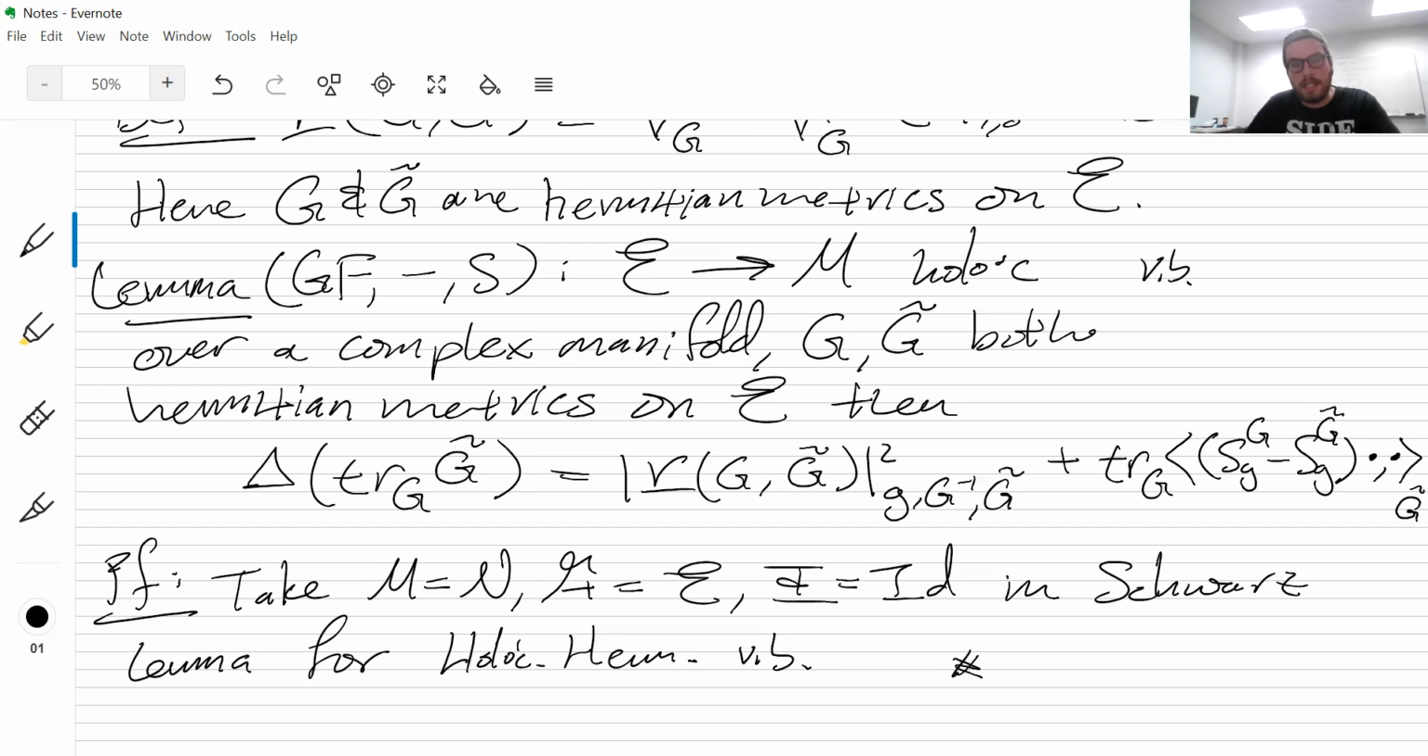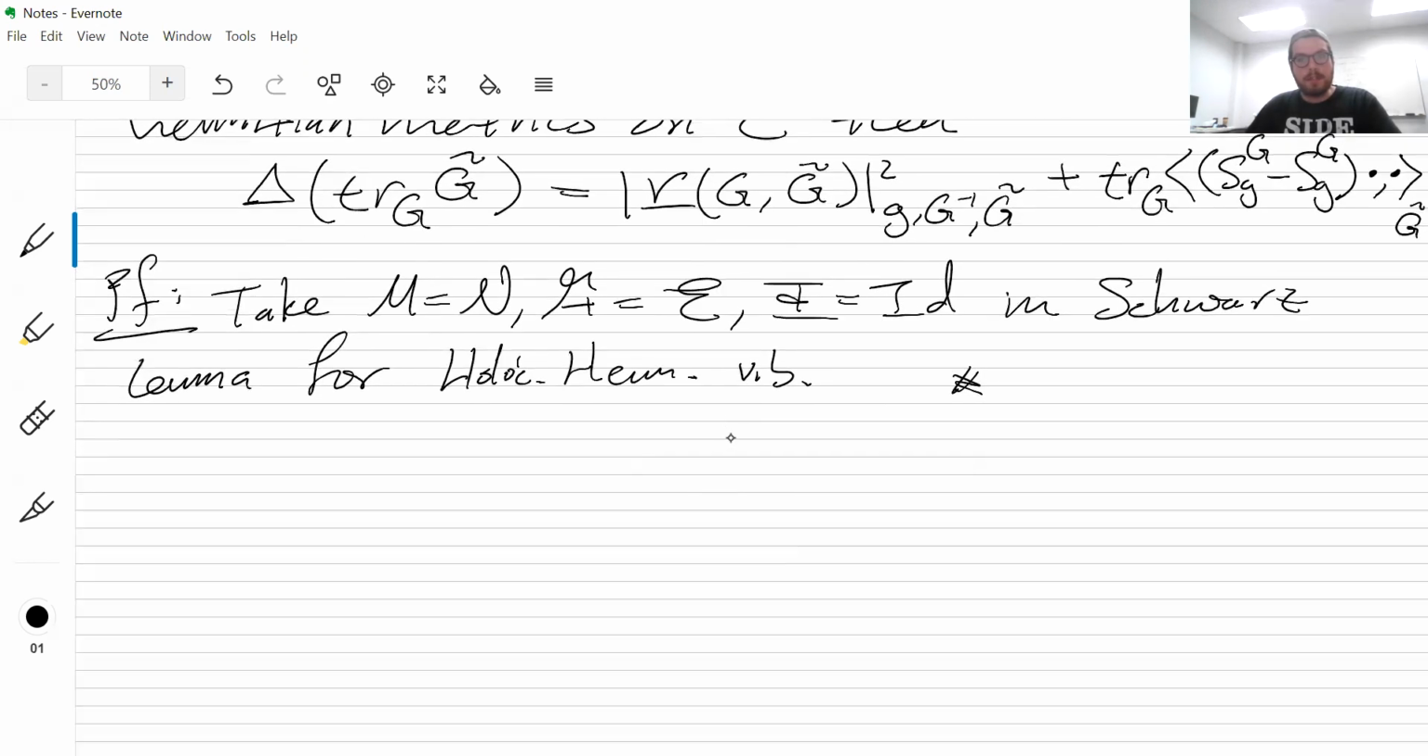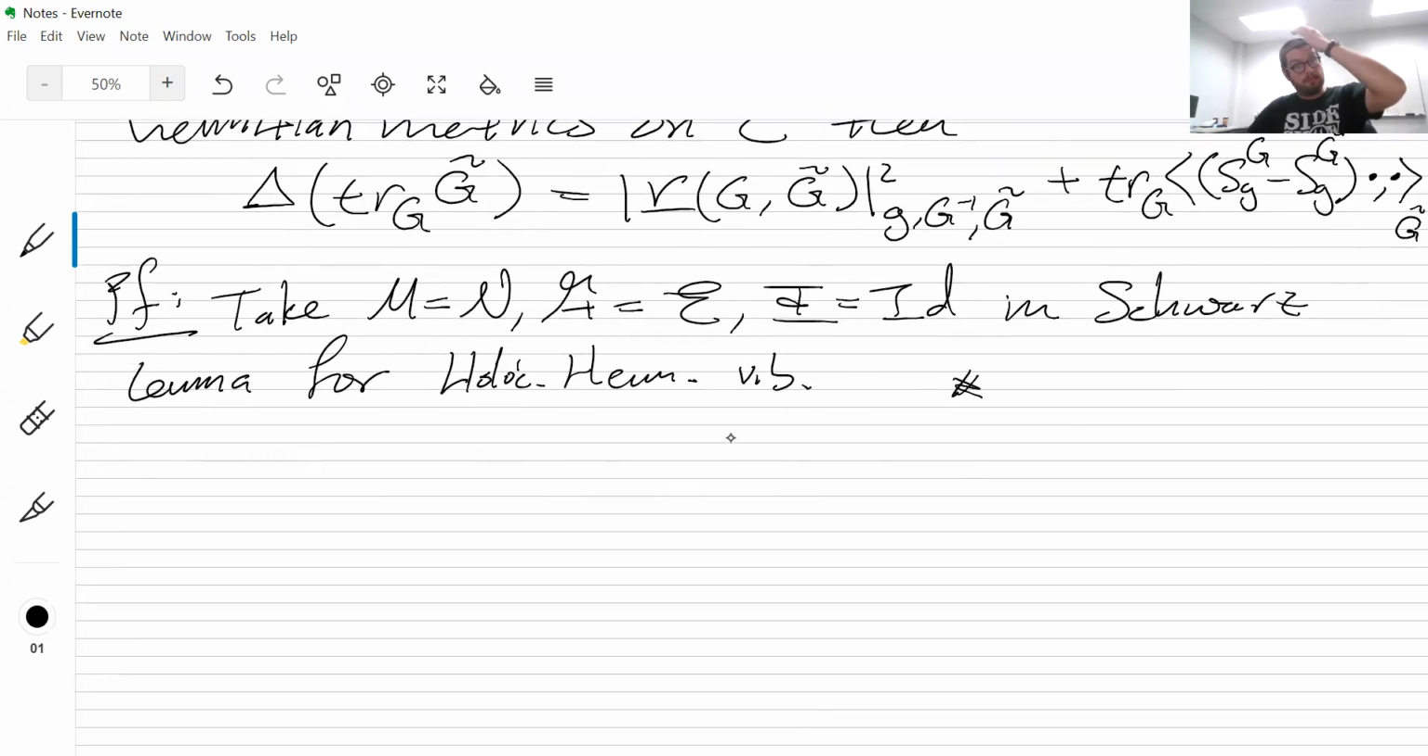Something to notice is that this even applies in the setting where G and G tilde are generalized Hermitian metrics. Mark generalized Hermitian metrics.